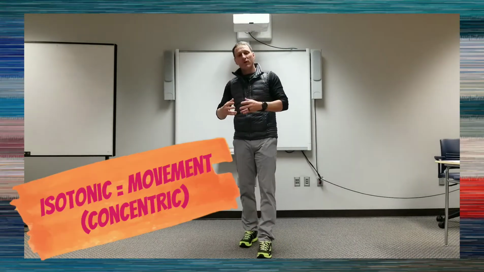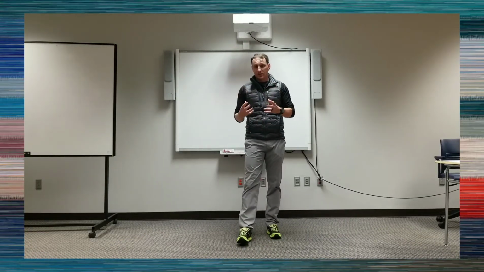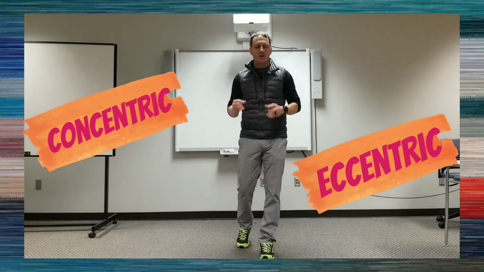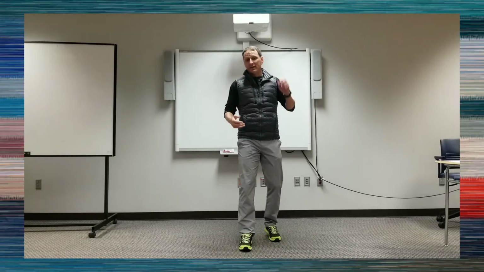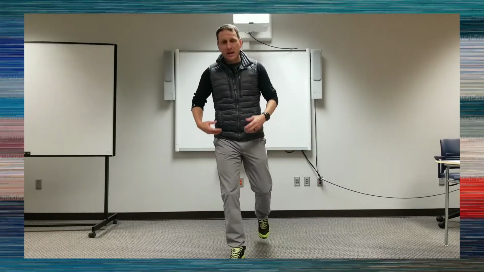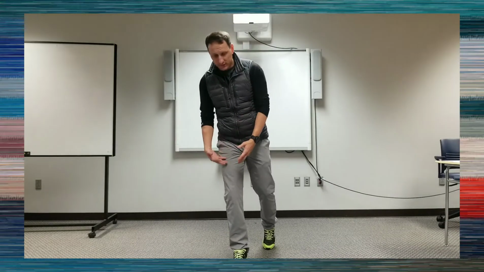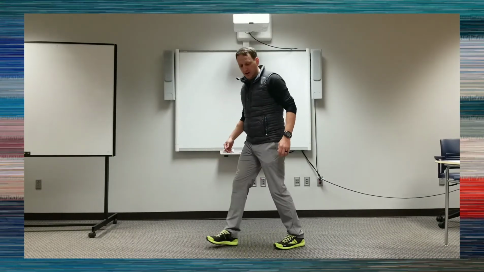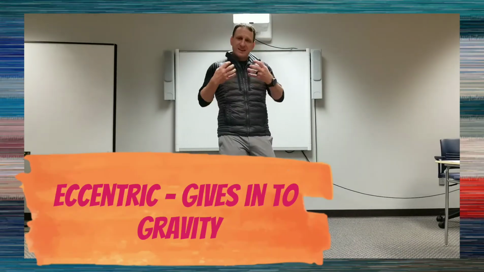Isotonic is with movement. And we have two types of isotonic contractions: concentric and eccentric. Again, most of the time, it's going to be a concentric contraction. I'm moving right now. My body is moving. I am concentrically contracting. Now, when I step forward like this, and my body gives in a little bit of weight as I'm walking, that is an eccentric contraction coming down on this leg. Whereas if I'm pushing off here, this is going to be a concentric contraction. An eccentric contraction gives in to gravity.